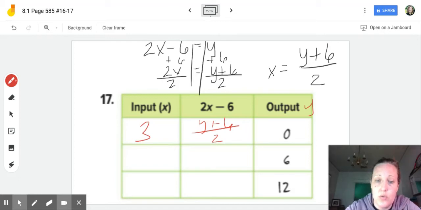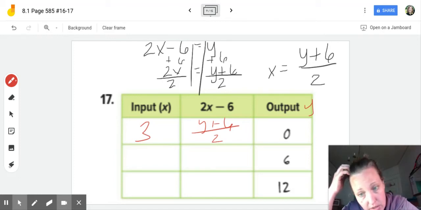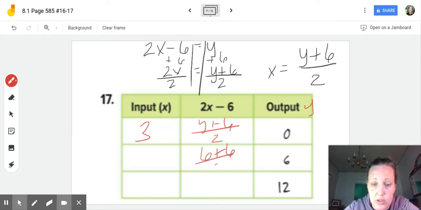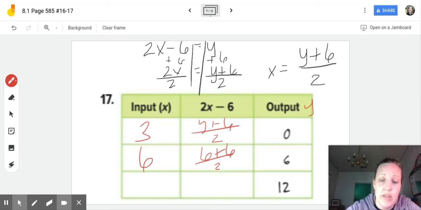So let's do this one. 6. So let's put this back in here for y. Remember, y plus 6 divided by 2. 6 plus 6 is 12. 12 divided by 2 is 6. Does it work? 6 times 2 is 12. 12 minus 6 is 6. That's right. So here we're plugging in a 12 for y.